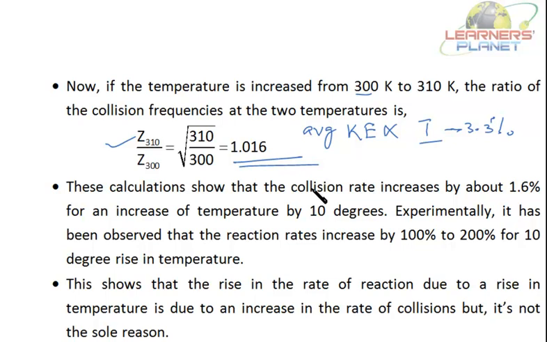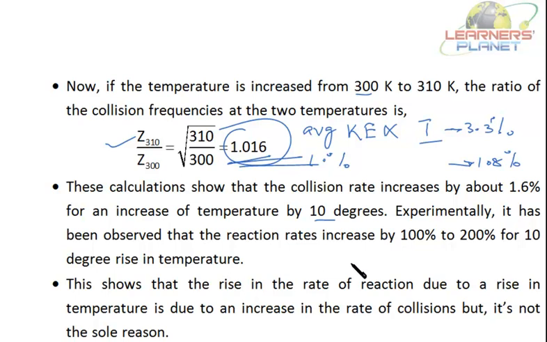Right? So the increase in molecular speed will come out to be some 1.8%, which we have calculated. The effective collisions we have calculated from here. So the effective collision is not doubled. It is just 1.6%. We can approximately take it as 1.6%, or it is even 1.1%. These calculations show that collision rate increases by about 1.6% for an increase of temperature by 10 degrees.